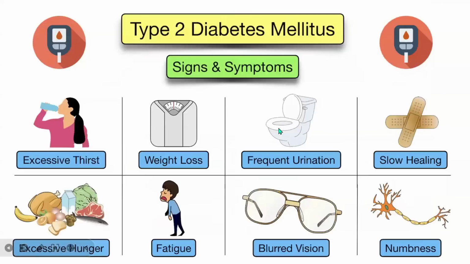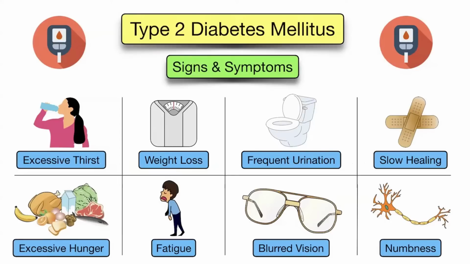So that is what happens in type 2 diabetes. So what are the signs and symptoms of type 2 diabetes? There is excessive thirst, weight loss, frequent urination, slow healing, excessive hunger, fatigue, blurred vision, and numbness. So that is why I mentioned this. Each and every organ of the body is affected by diabetes. It is a very dangerous disease.